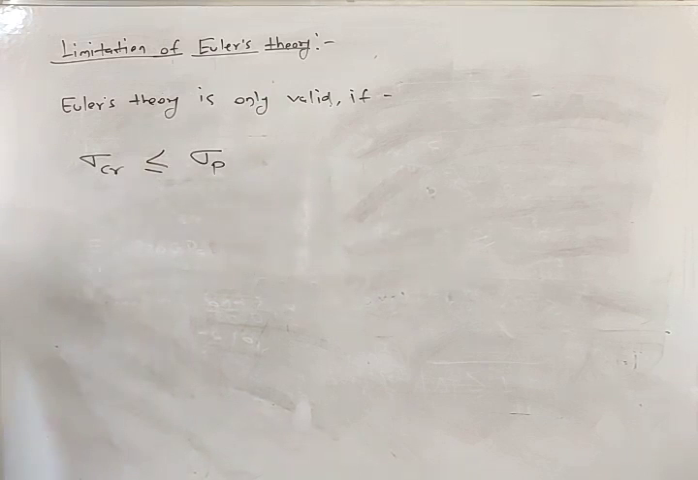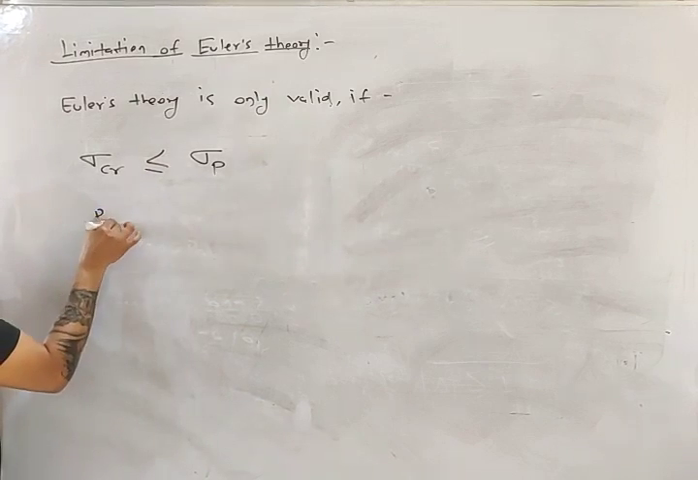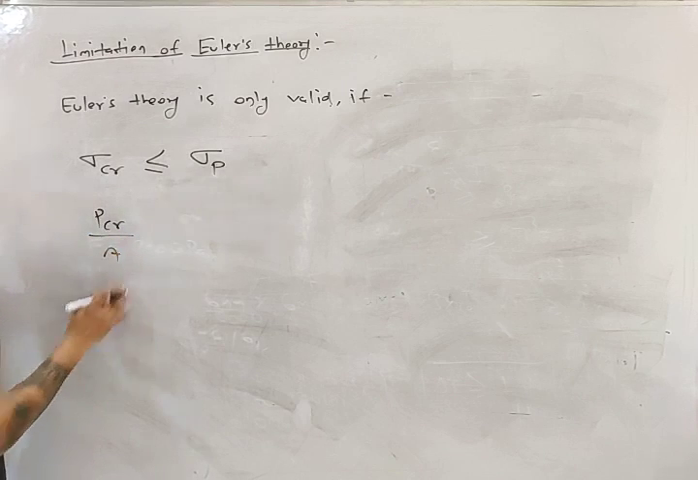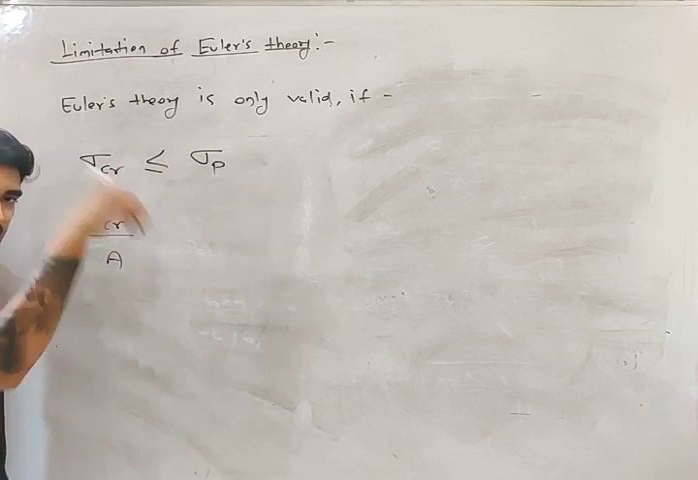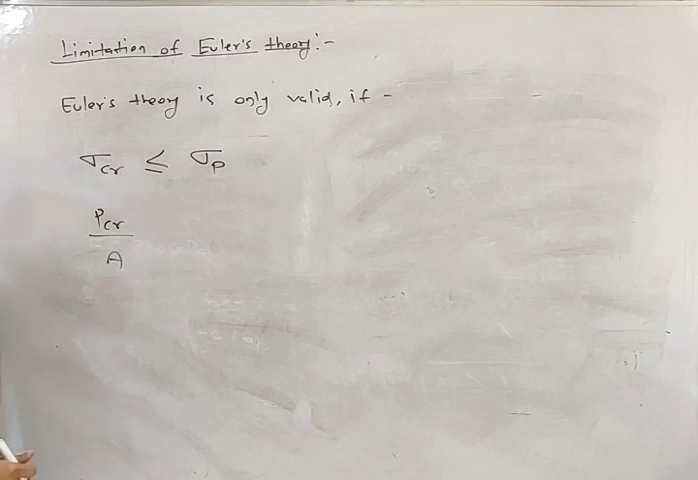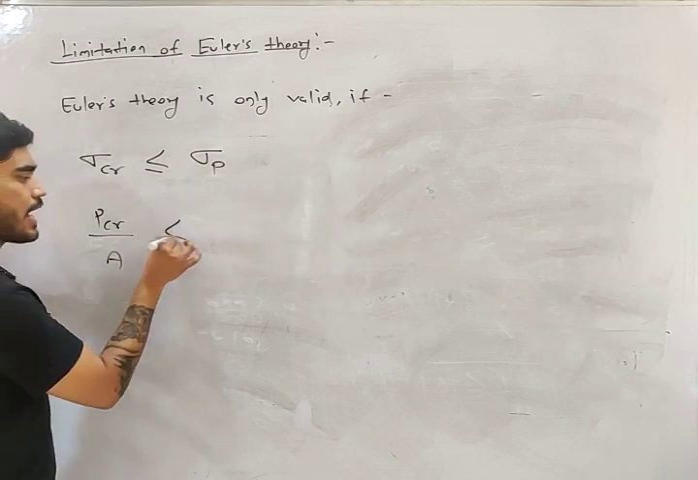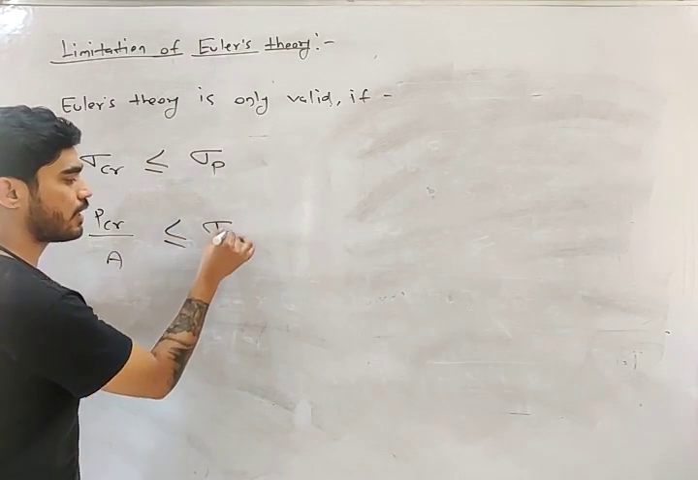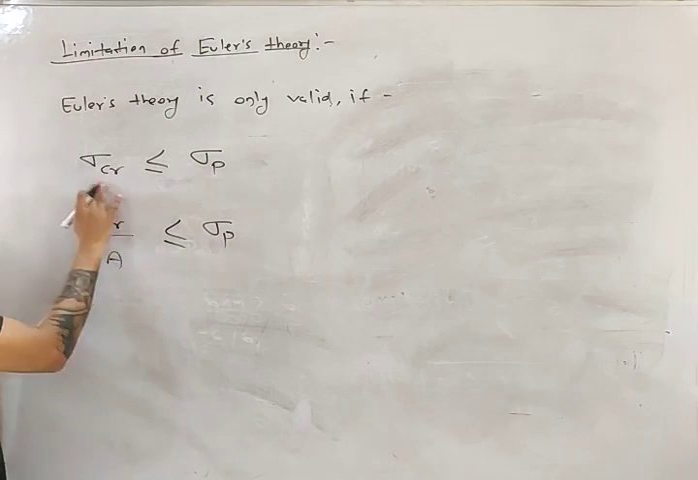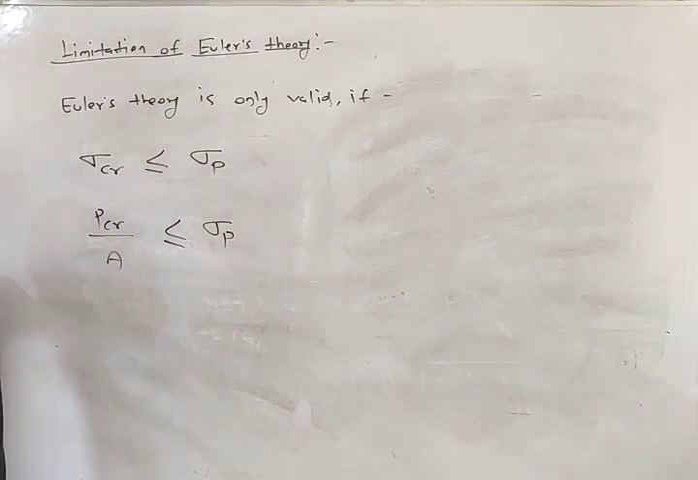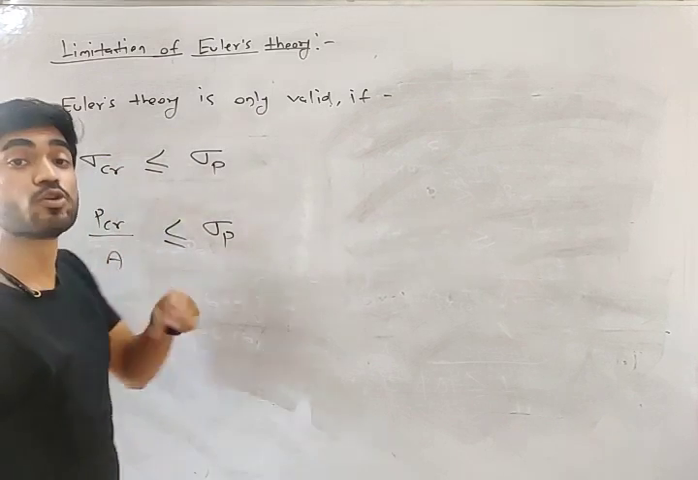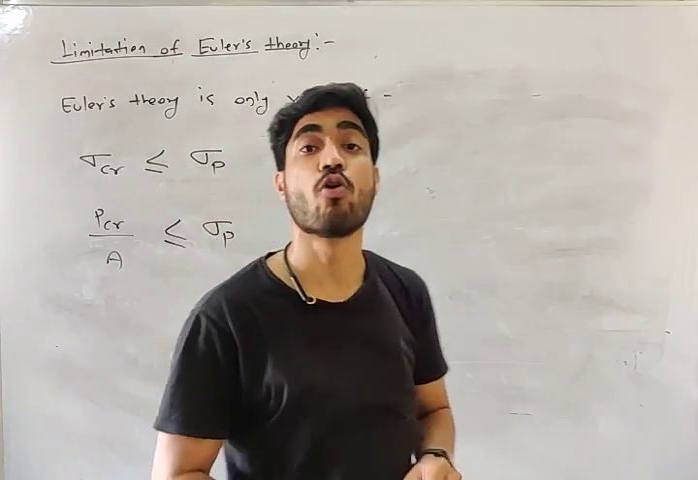Now my friend, what will be sigma critical? Sigma critical means stress at buckling. So it will be P critical by area, load upon area, and it should be less than or equal to sigma P. If your stress is greater than sigma P, then Euler's theory will not be valid. Why? Because we have used Hooke's law.